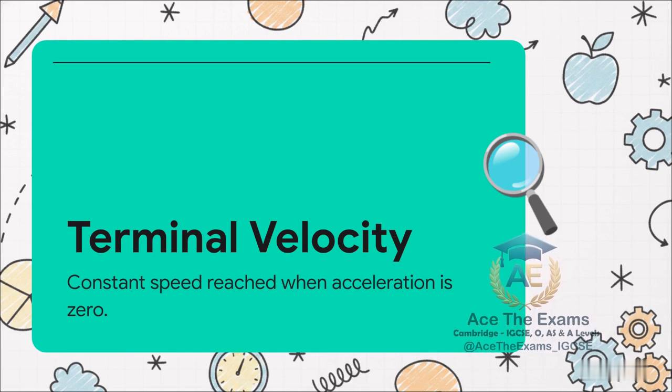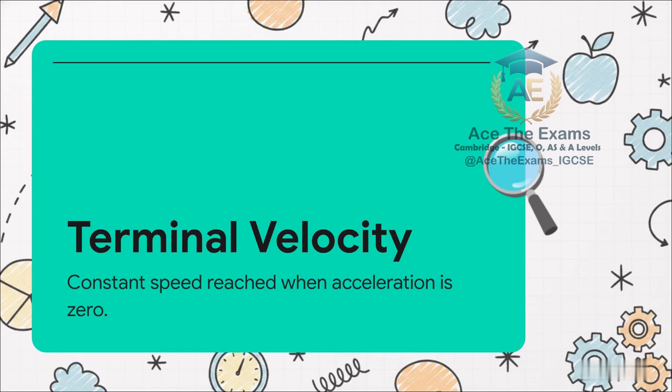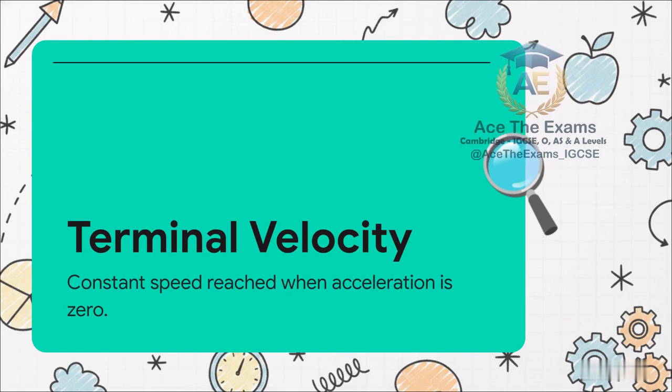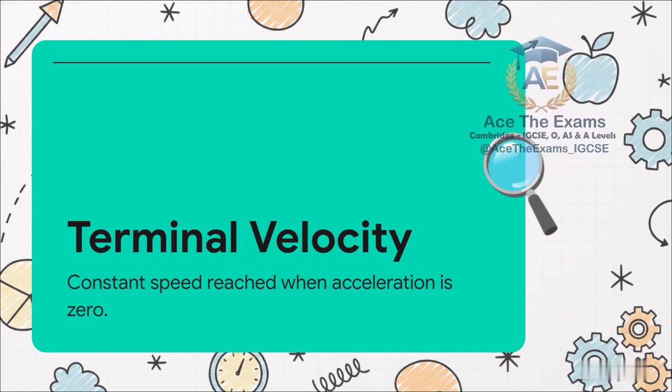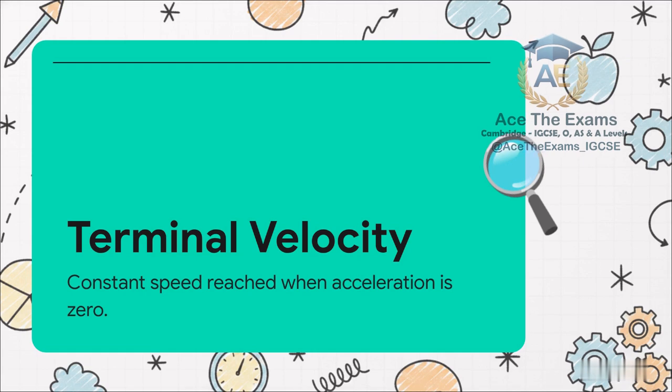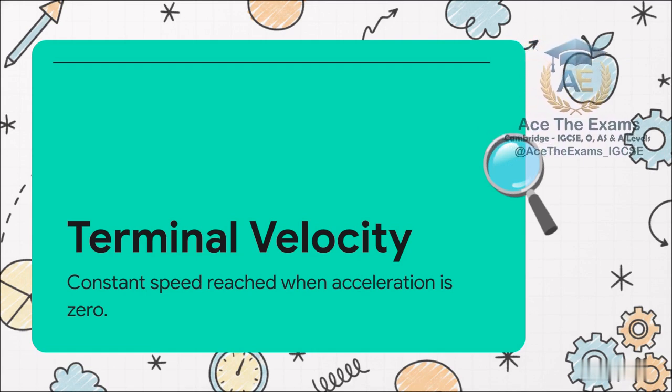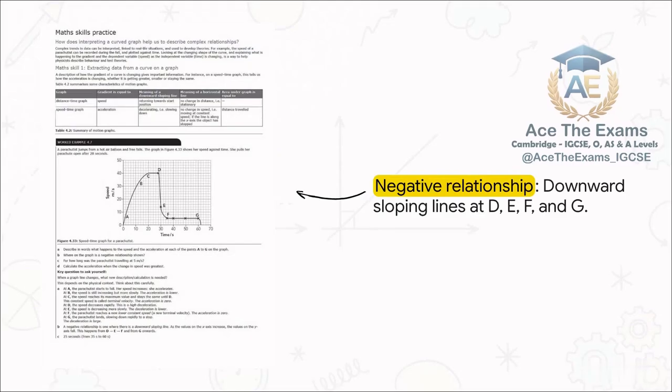The gradient is 0, which means her acceleration is 0. You absolutely must use the phrase terminal velocity here to secure that mark. And notice it happens again later on at point F, where she reaches a new, lower constant speed, a new terminal velocity. But here comes the twist.